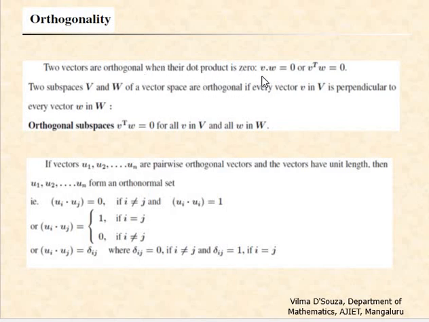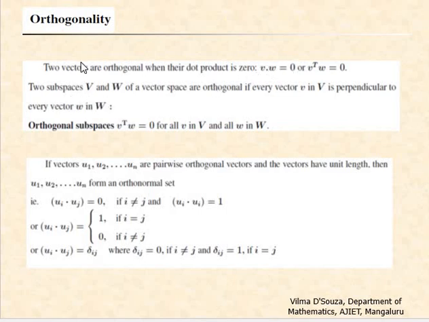We say that two vectors, for example v and w, are said to be orthogonal if their dot product is 0. v dot w is equal to 0, or v transpose w is equal to 0. Two subspaces V and W of a vector space are orthogonal if every vector v in V is perpendicular to every vector w in W.